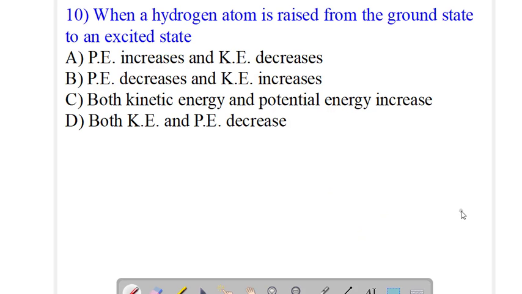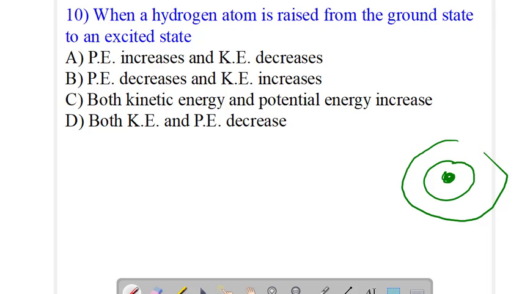Next we come to question number 10, the last one of this session. When a hydrogen atom is raised from a ground state to an excited state, what happens to the potential and the kinetic energy? Suppose this is the nucleus, this is the first state, then we have the second, and so on. So we have various energy levels. What happens when the electron goes from a lower level to a higher, excited level? What happens to the potential and the kinetic energy?